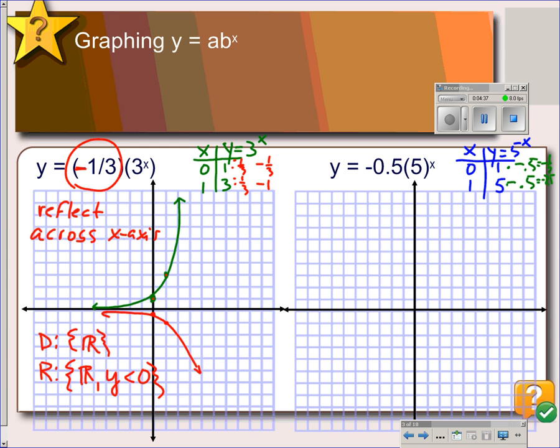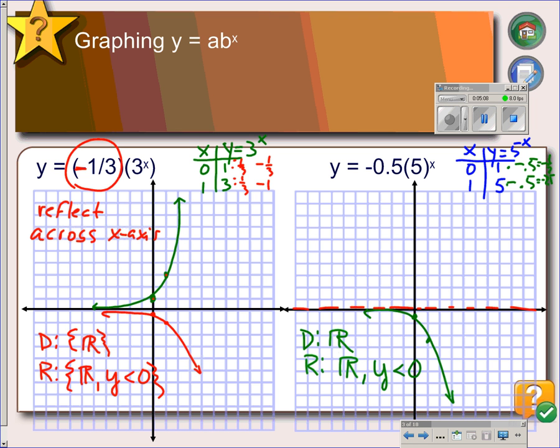So again, the graph reflects across the x-axis. So at 0, we're at negative 1/2. At 1, we're at negative 2.5. And the curve is still approaching the x-axis, and it's still going away from the x-axis on the right. So there's the asymptote here. Okay, the domain to this function is still all real numbers. The range is all real numbers where y is less than 0. The graph never goes above the x-axis.